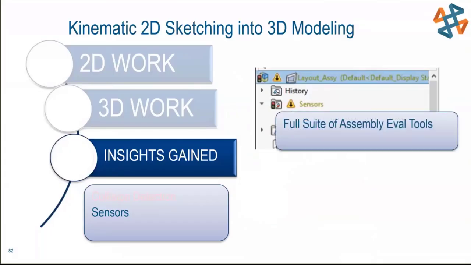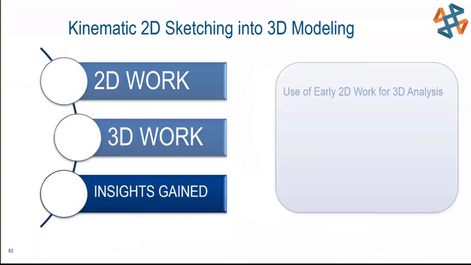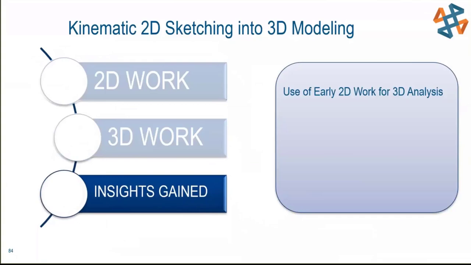All right, so we've got our full suite of tools that are available to us. If we use this layout method, we can utilize our evaluation tools like we normally do in an assembly and leverage that iterative design process. So as far as those insights, we can use that 2D work and then turn that into 3D, as we see, and then continue to use the 3D analysis tools that we've already been using today. And we have that full suite of evaluation tools available to us.